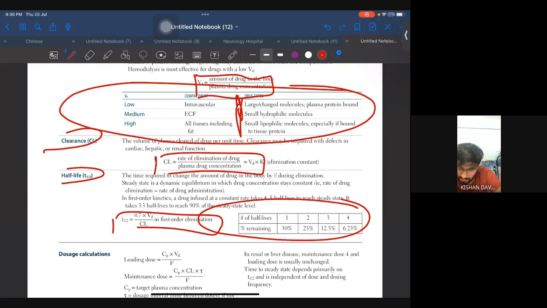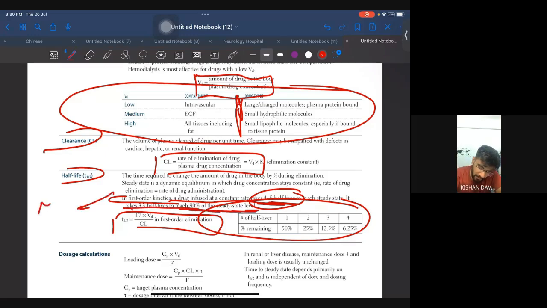And one more thing they have asked in the NBME. In first order kinetics, a drug infused at a constant rate takes 4 to 5 half lives. 4 to 5 half lives is very important. It takes 3.3 half lives to reach 90% of steady state level, and this is very important. This question is in the NBME, so make sure you know this.